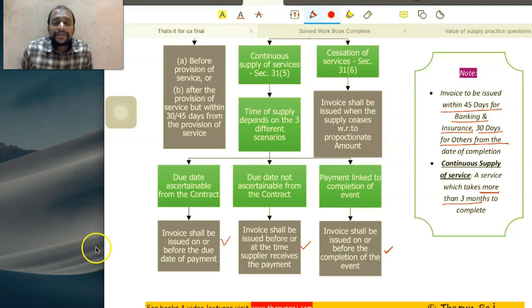Then cessation of services. Whenever there is a cessation of service, that is, stoppage of services, that is, I am rendering service and abruptly the service got stopped. Say for example, the current scenario. Whenever there is a sudden stoppage of services, to the extent I have rendered services, I may have the right to retain. So I will give you one example related to this.